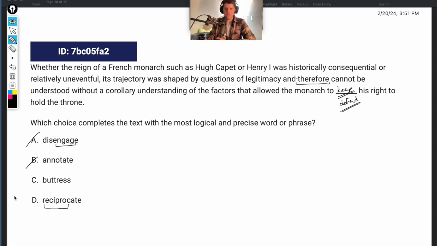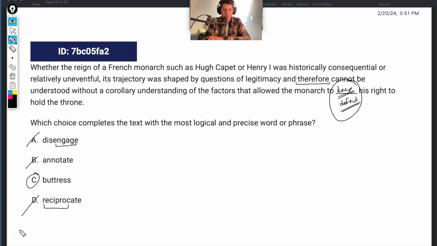So to support his right to hold the throne, that's a way better match than to reciprocate or to give his right to receive the throne. So reciprocating, if kings were to reciprocate each other, that would be something like, hey, I think you should keep your kingdom and I'll keep my kingdom. That would be a sort of reciprocation of their rights to hold the throne. It's not really what we're saying, though, and there wasn't really much of a sense when I looked at my clues that reciprocate matches keep or defend. So there we have it, buttress.